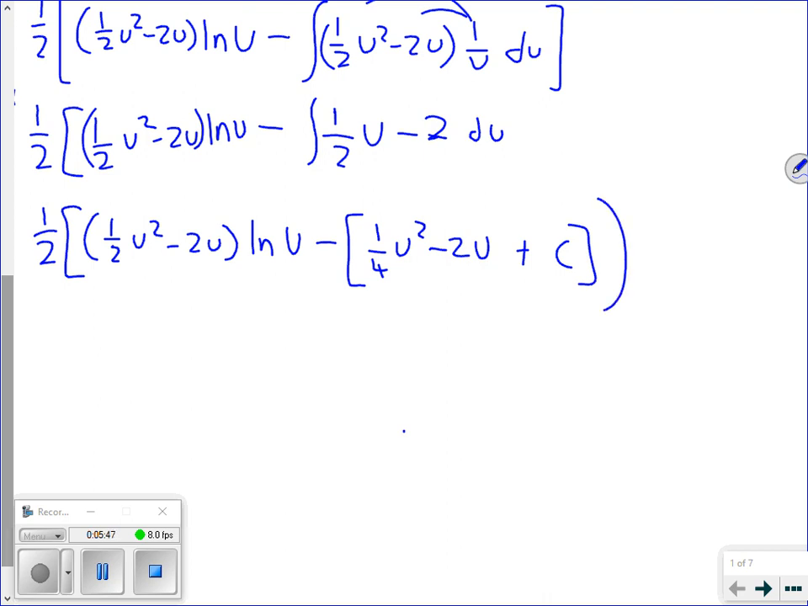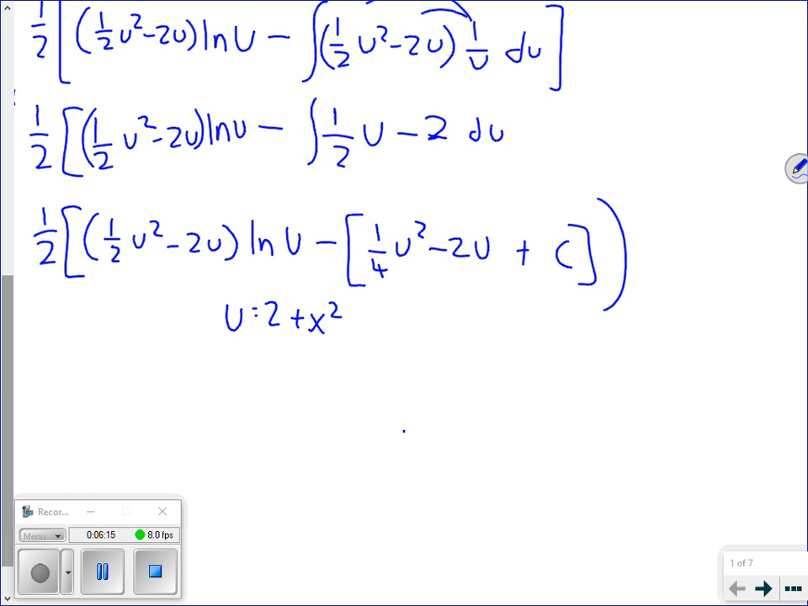Now that's a mess, but don't forget that this was in terms of x at the beginning, and u was equal to ln of 2 plus x. Oh, I'm sorry, not ln. It was just 2 plus x squared. I apologize. 2 plus x squared. All right, so we're going to plug that back in for u, and then we're done with this problem.